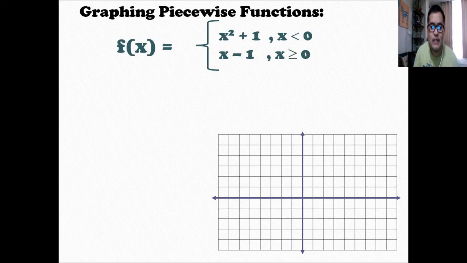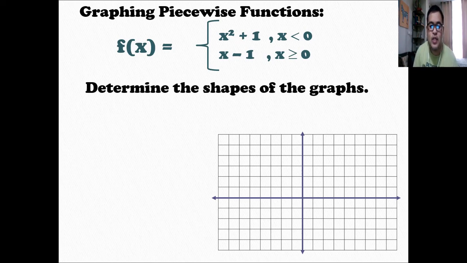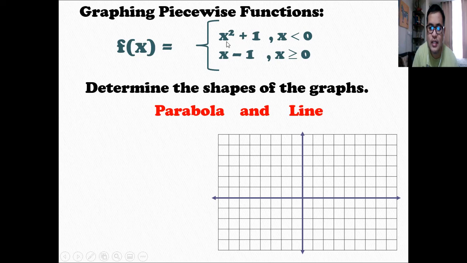Okay, so if, for example, we have this function f(x) equals x squared plus 1, where x is less than 0, and x minus 1, where x is greater than or equal to 0. So first, what we're going to do is to determine the shapes of the graphs. If we look at the shapes of the graph, definitely it will give you a parabola for this function, x squared plus 1, and x minus 1 will be a line. Okay, so these will be the shapes of the graph. Parabola, since the exponent is 2, so this is a quadratic function.